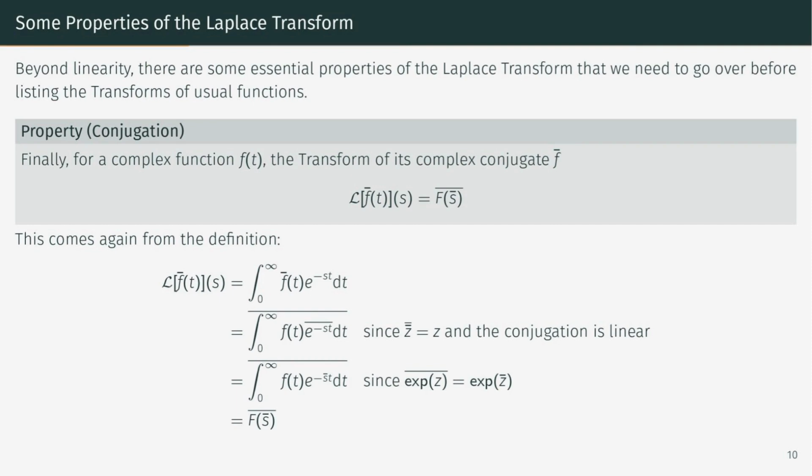We can then see that this equals the integral of f of t times e to the negative st, bar, dt all bar, since z double bar equals z and the conjugation is linear. This then equals the integral of f of t times e to the negative s bar t dt all bar, since e to the z all bar equals e to the z bar. This means that this equals f of s bar, bar.